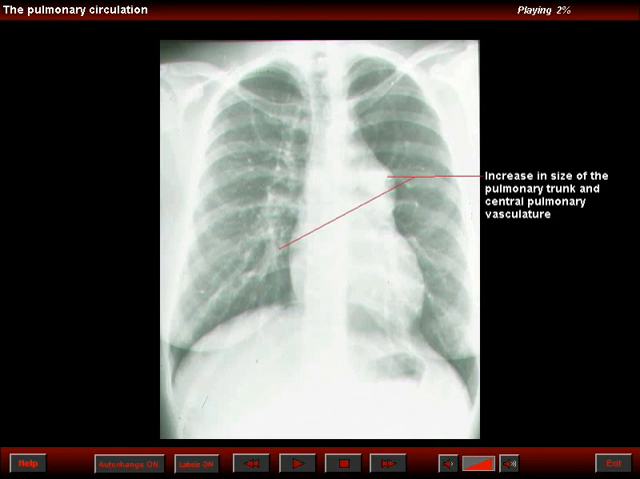This is another example of a left to right shunt at the stage that is called Eisenmenger physiology. The patient developed a very prominent pulmonary trunk and central vasculature, and the right atrial border, which originally was prominent, now does not appear enlarged.